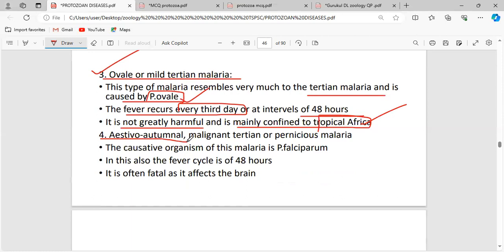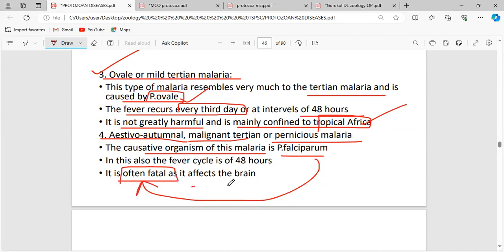And estivo-autumnal, malignant tertian or pernicious malaria. The causative agent of this malaria is Plasmodium falciparum, and this falciparum is the only one considered fatal because it affects the brain. Once it affects the brain, no other functions can be carried out by the human, so of course it will cause death. The characteristic feature of this Plasmodium is fever after 48 hours.